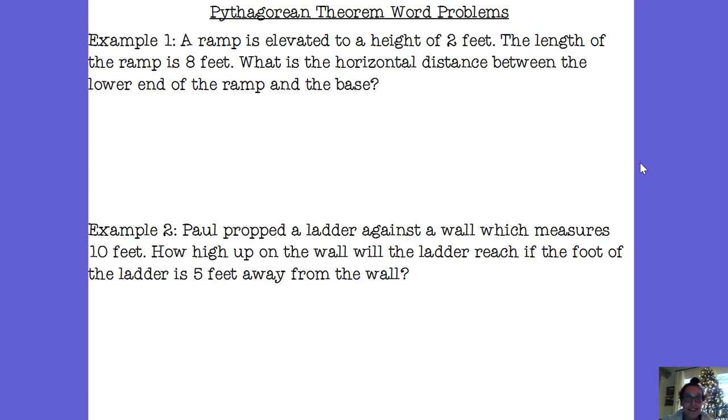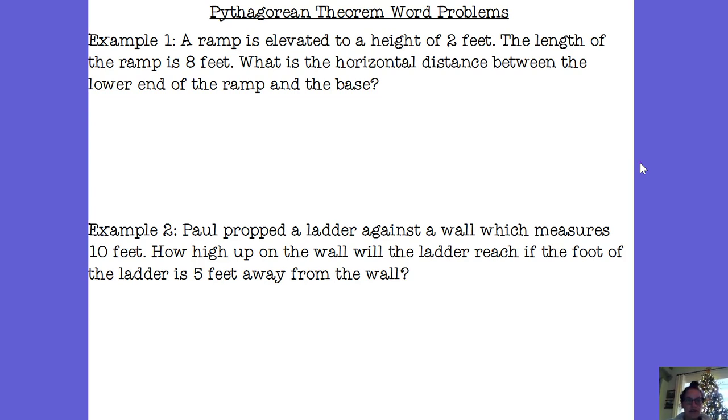So right triangles come up in the real world all the time. So there are word problems where you're going to use the Pythagorean theorem to solve for missing elements. So our first example, a ramp is elevated to a height of 2 feet.